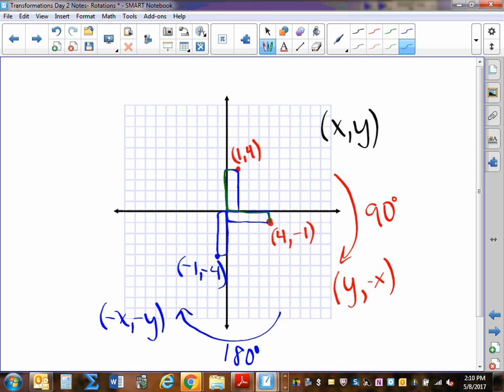Alright, questions on that? Now let's go ahead and go one more 90-degree rotation. How much is this going to be from my original? We've gotten one more 90-degree chunk. 180 plus 90 is 270. Three-quarters of the way around my circle is 270.